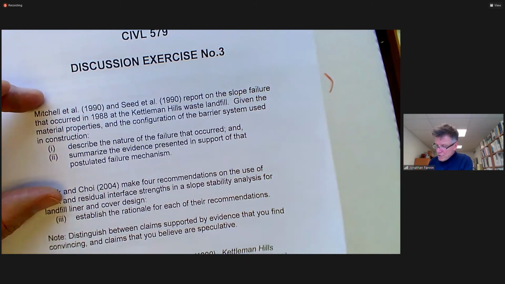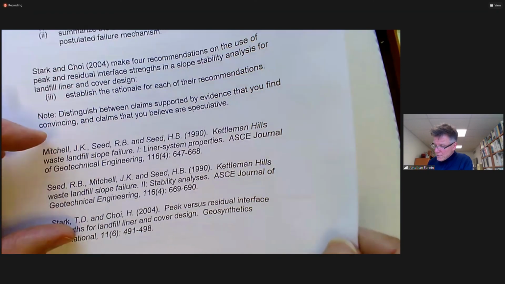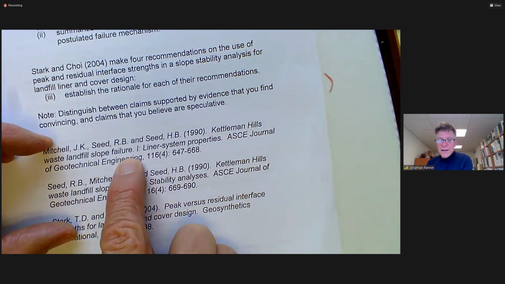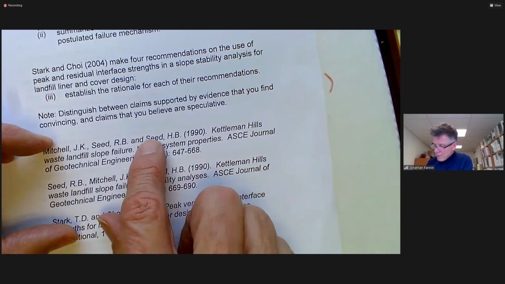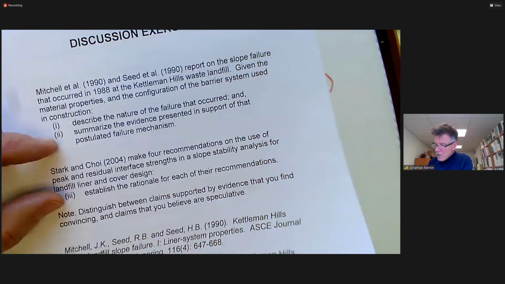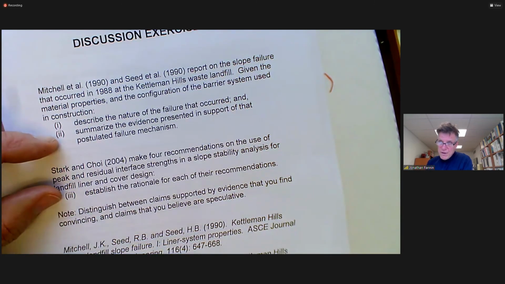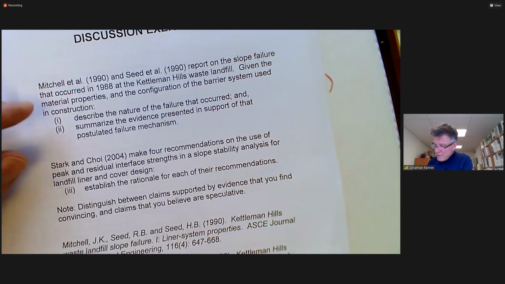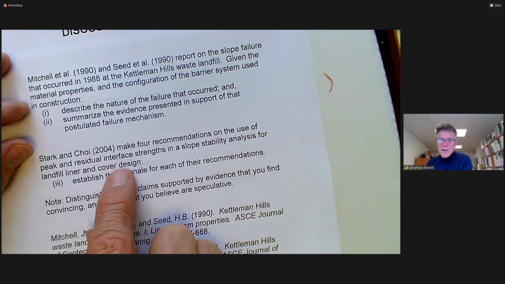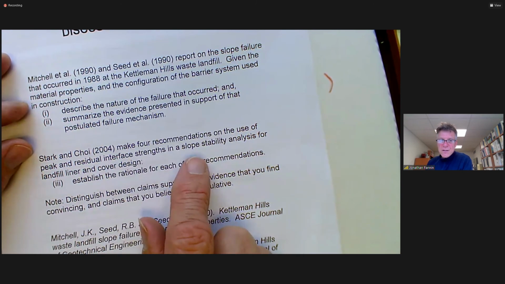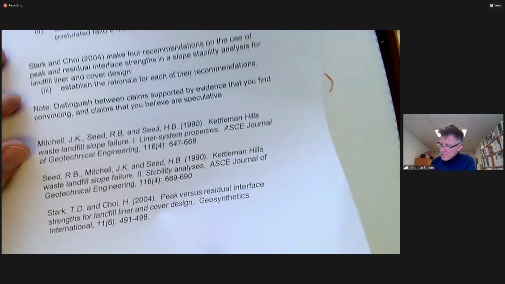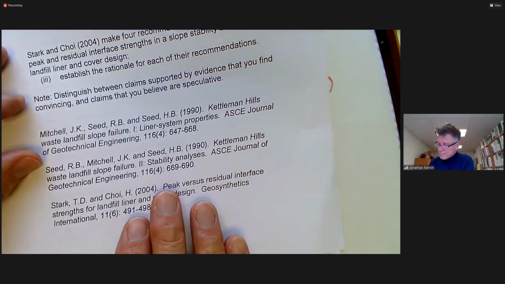The work of Jim Mitchell, Harry Seed, and co-workers when they wrote up the Kettleman Hills slope failure in California, two companion papers in ASCE. And then Tim Stark, whose work we were just looking at very briefly, admittedly, on wick drains, made recommendations on the use of peak and residual interface shear strength for stability analysis of landfill liners and covers. They did that in Geosynthetics International.